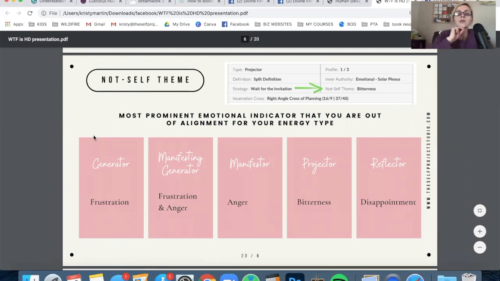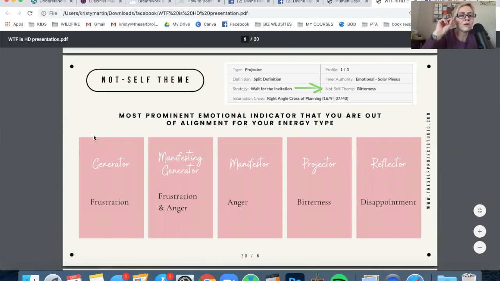So if you realize that you are running through a lot of frustration with your projects or through life or just through whatever, really take a look at this and really think about how you can apply your strategy more to your life. So, anyways, this is going to be the most prominent emotional indicator that you are out of alignment for your energy type. Generator, you are going to be frustrated.